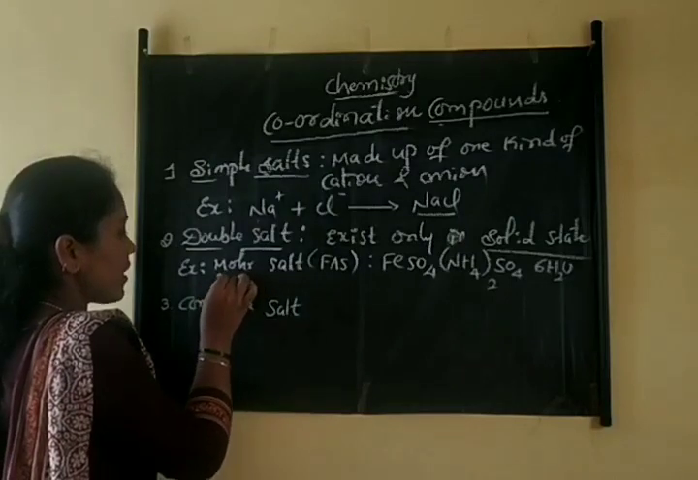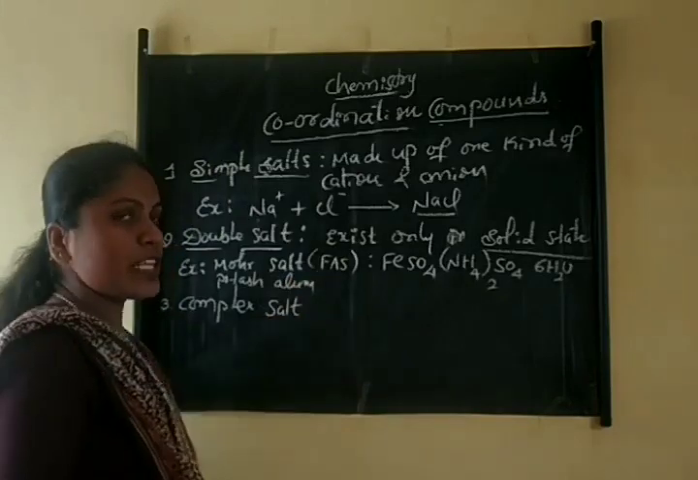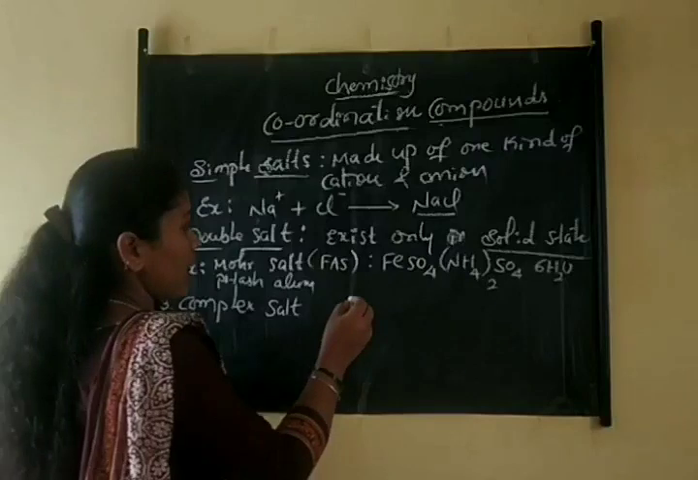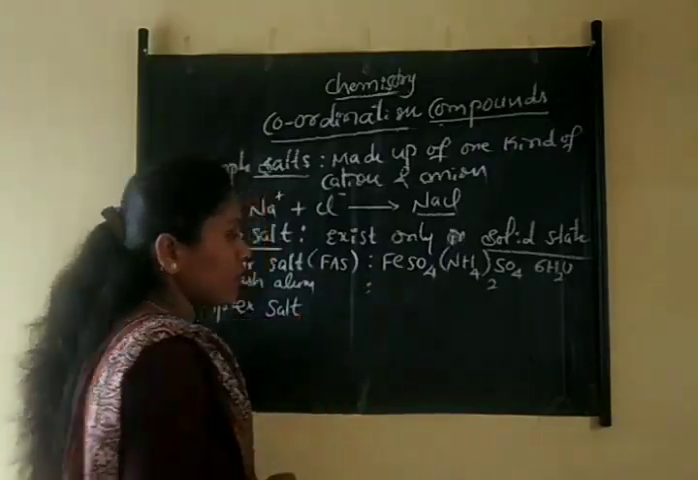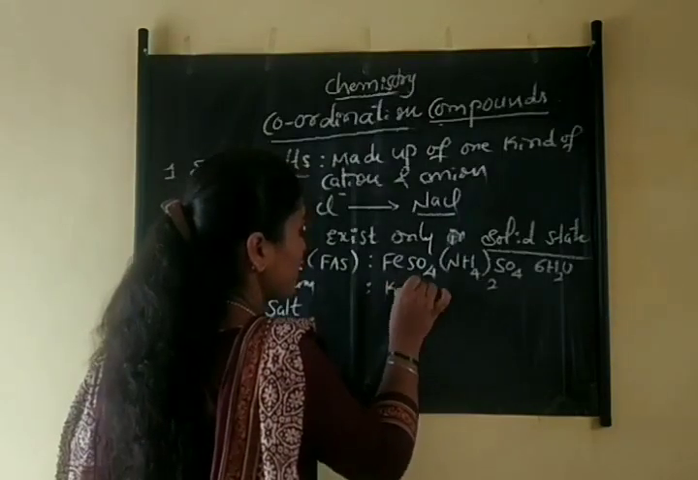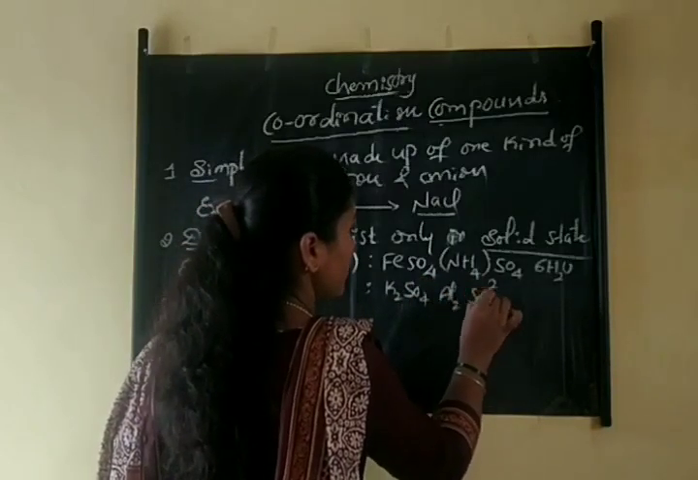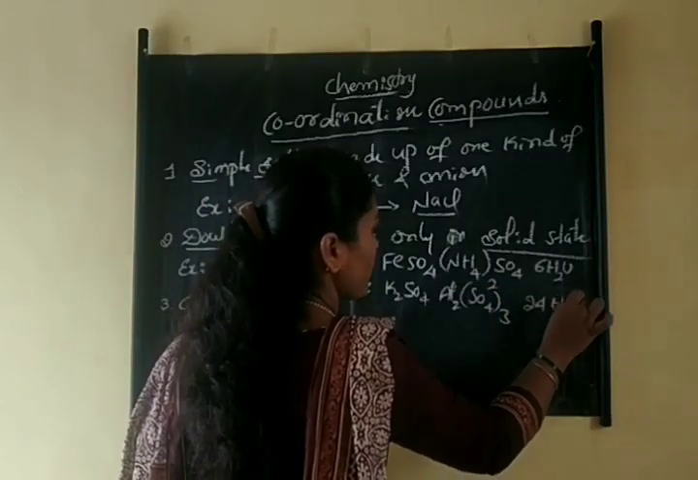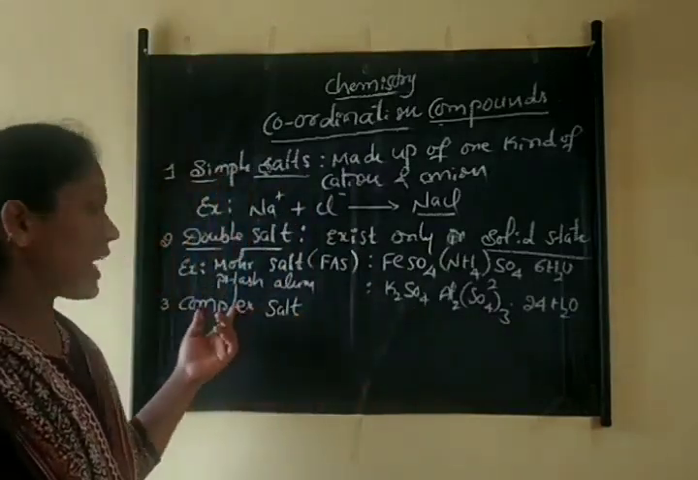And also one more example for double salt, potash alum. This potash alum is used for the purification of water. The chemical formula for potash alum is K2SO4, Al2(SO4)3, 24 molar water.